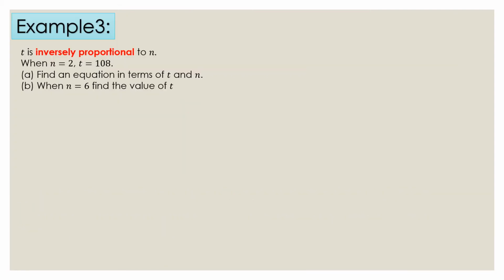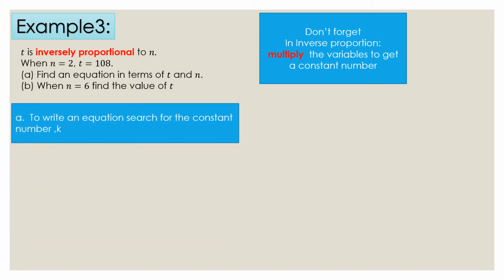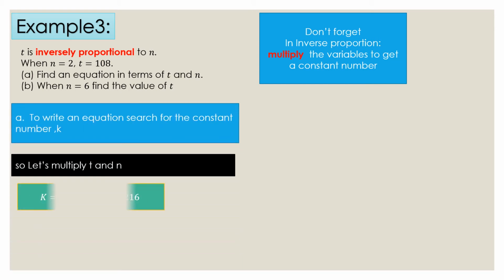Here is another example. t is inversely proportional to n. Don't forget, when we say inversely proportional, we have to multiply the variables to get the constant number, which is k. Find an equation in terms of t and n. So let's multiply t and n to get k. So 2 times 108 is equal to 216. That's our equation.